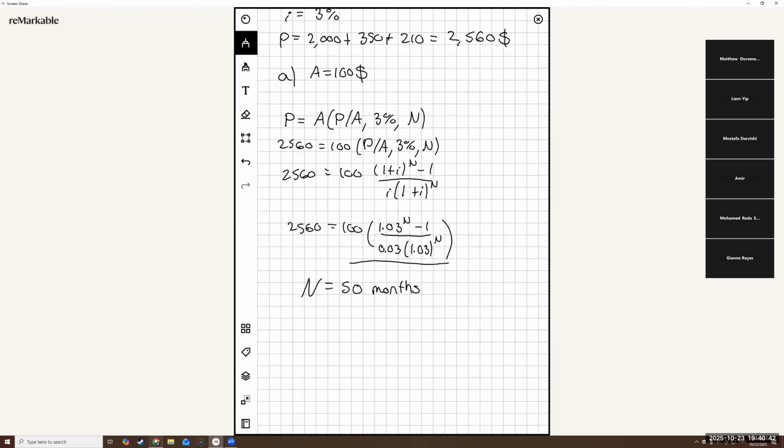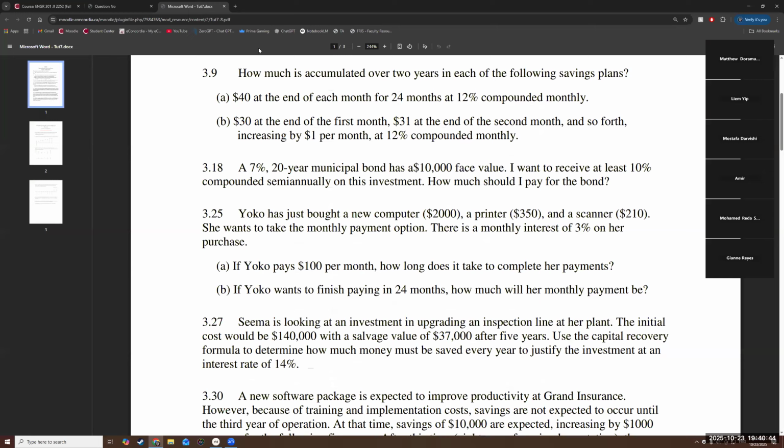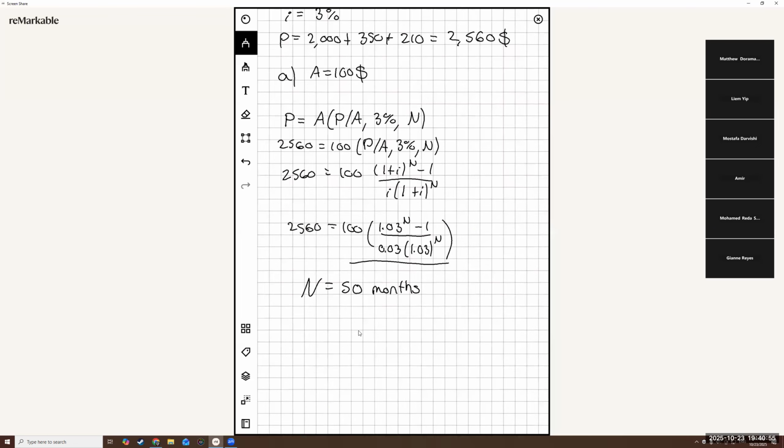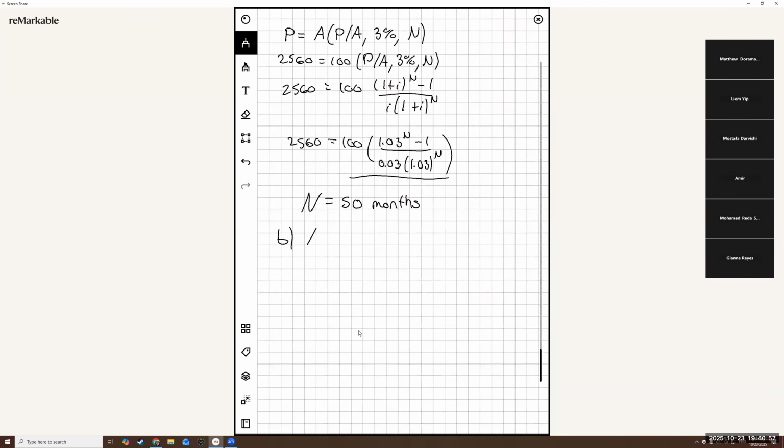Let's see part B. That's our answer for part A. Part B. If Yoko wants to finish paying in 24 months, how much will her monthly payments be? So this time, we don't know what the A value is, but they tell us she wants it done within 24 months. So our N is equal to 24.